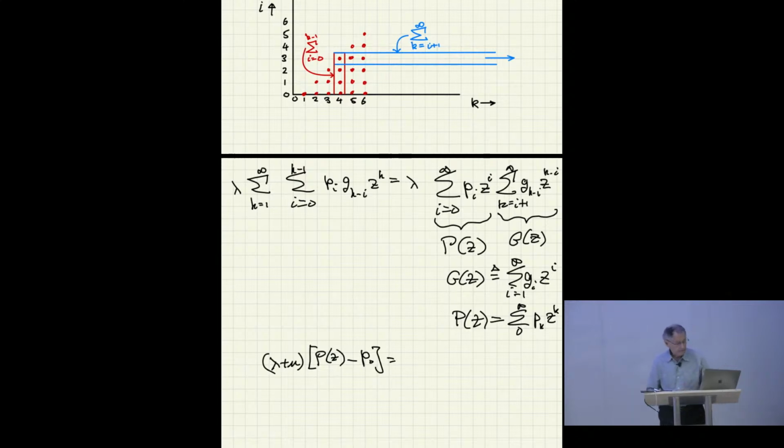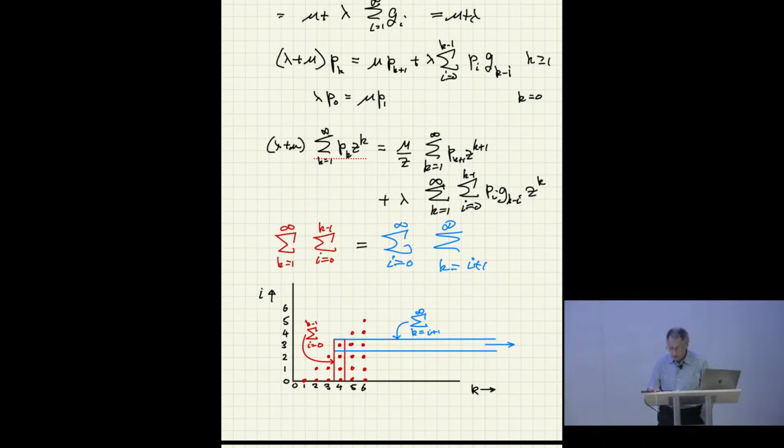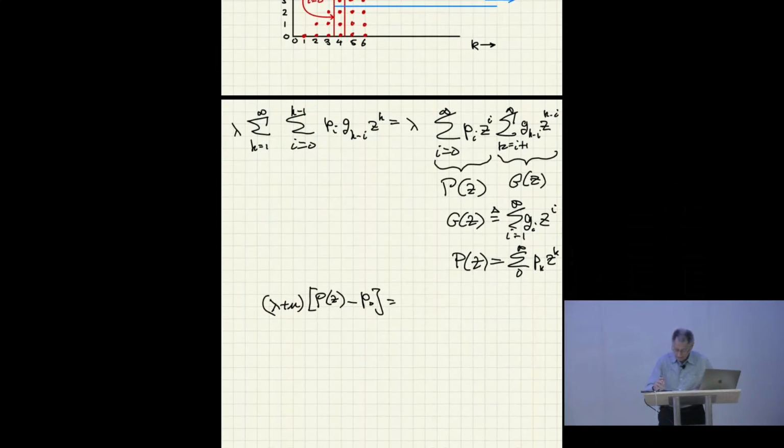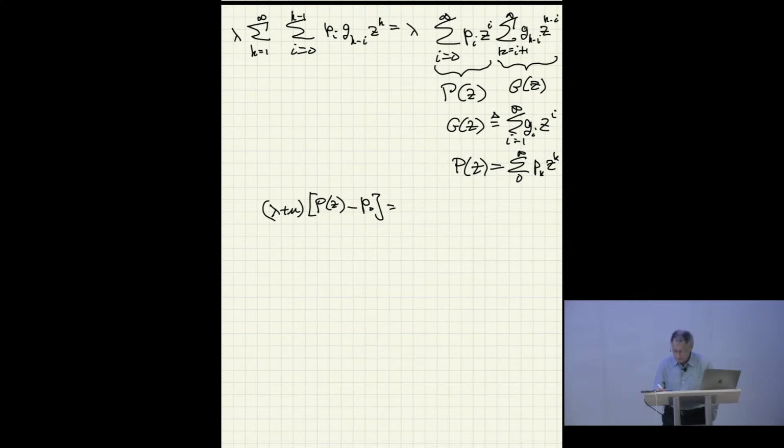On the right-hand side, I've simply got, well, let's see. When k is 1, I start at 2. Oops. If I call that p of z, I have to put back p0 and p1. Okay? So that's mu over z. And I get p of z minus the first two terms. I keep writing capital P, I mean little p. This will be p of z minus p0 minus p1 z to the 1, plus what I just cooked up, which is lambda p of z g of z.